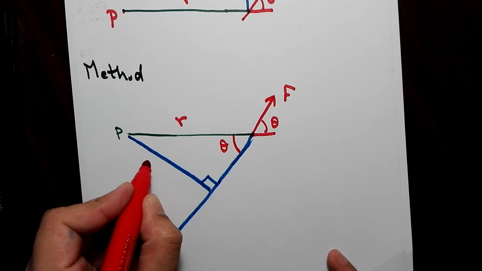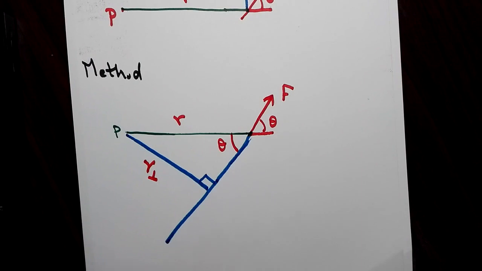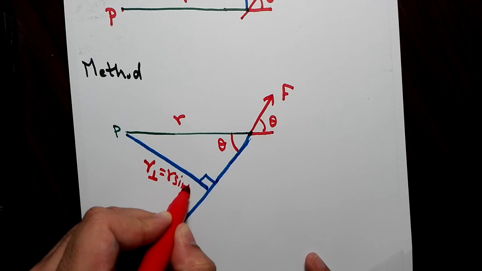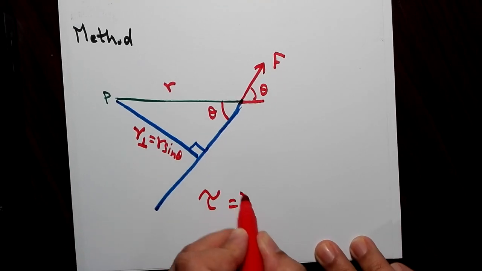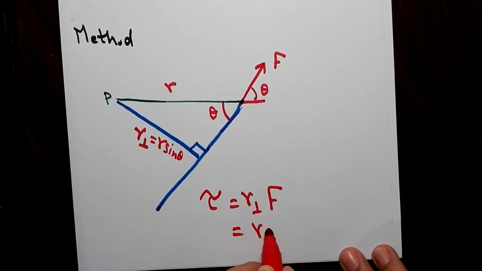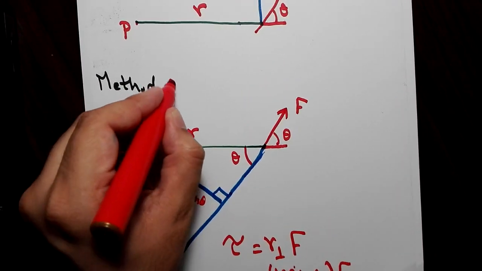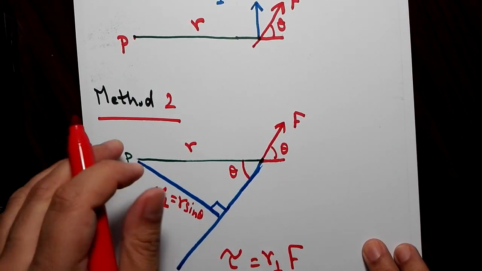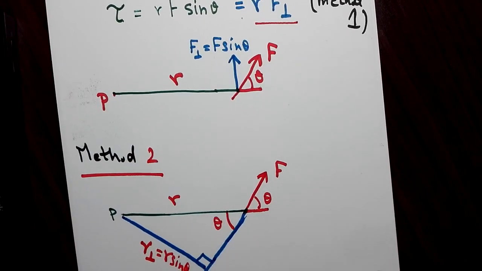This is called the moment arm of the force. This is r perpendicular, and you can see that this is a right triangle. It is the opposite side, so r perpendicular is r sine theta. So you can write the torque as tau equals r perpendicular times f, which is the same thing. It will give you the same answer, but when we solve problems, you'll see that method 2 is much easier than method 1, where you find the perpendicular component of the force.